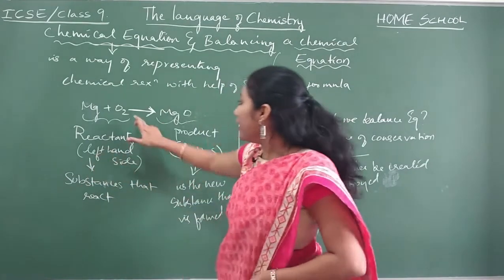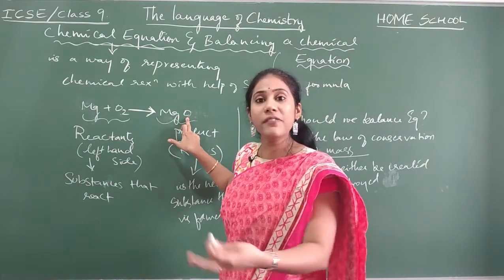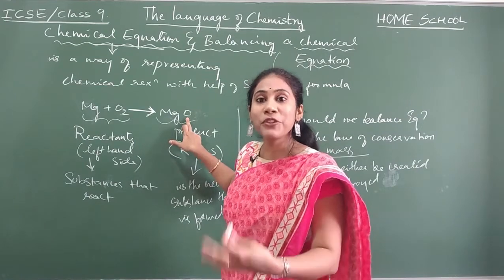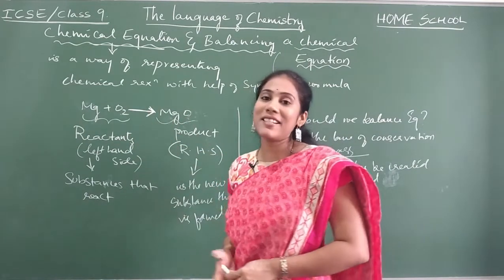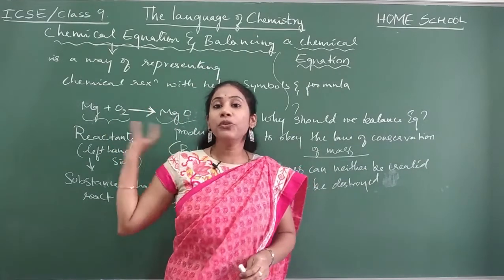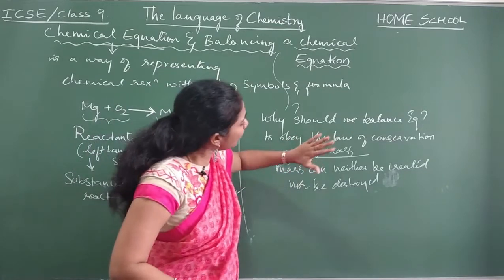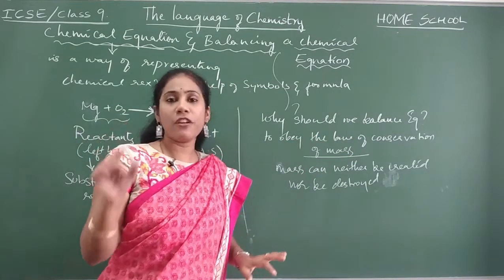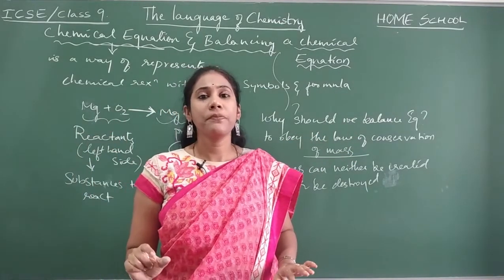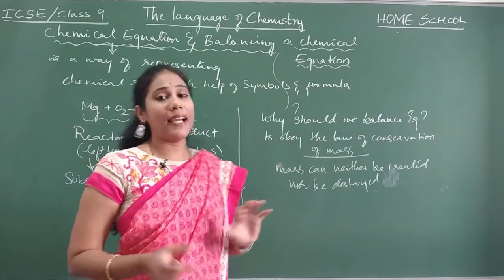Okay, but here you have taken two atoms. Where is one more atom? Only one atom is there. Where is one more atom? So to show that, we have to balance a chemical reaction. Okay, whatever chemical reaction you write, each and every chemical reaction has to obey the law of conservation of mass compulsorily. And that is the reason we have a concept called balancing.